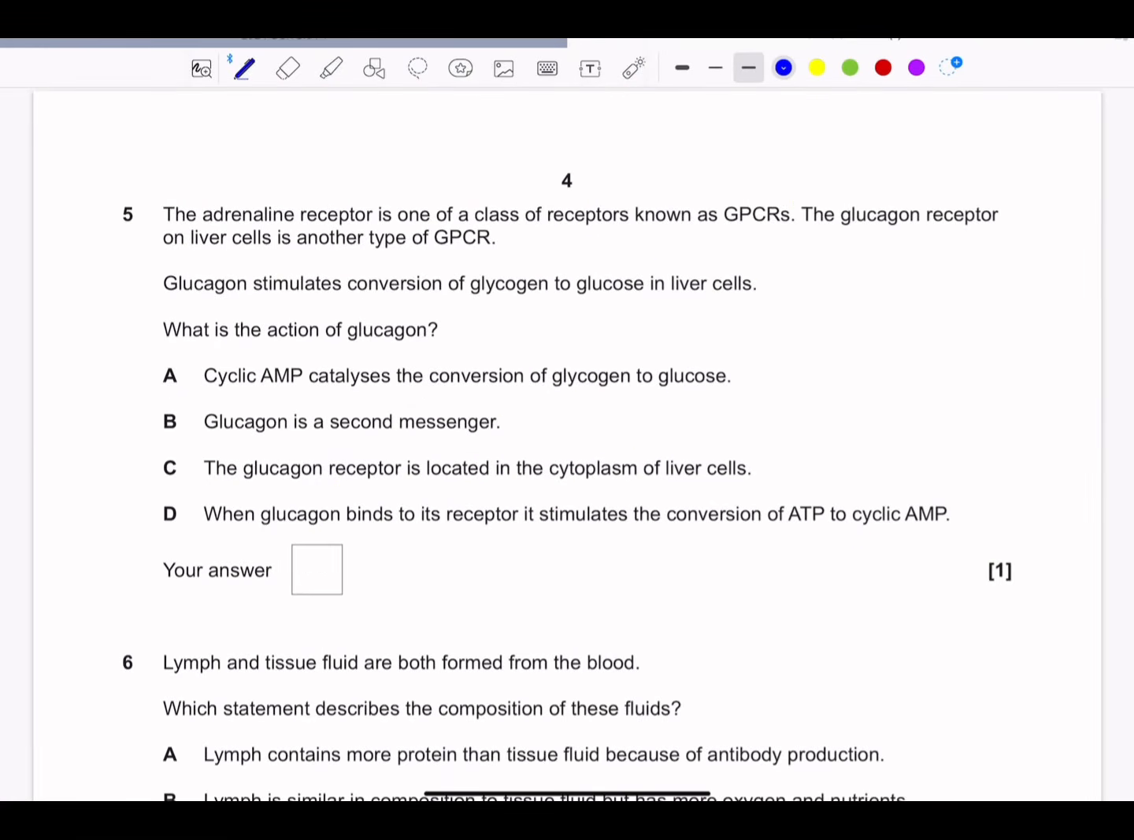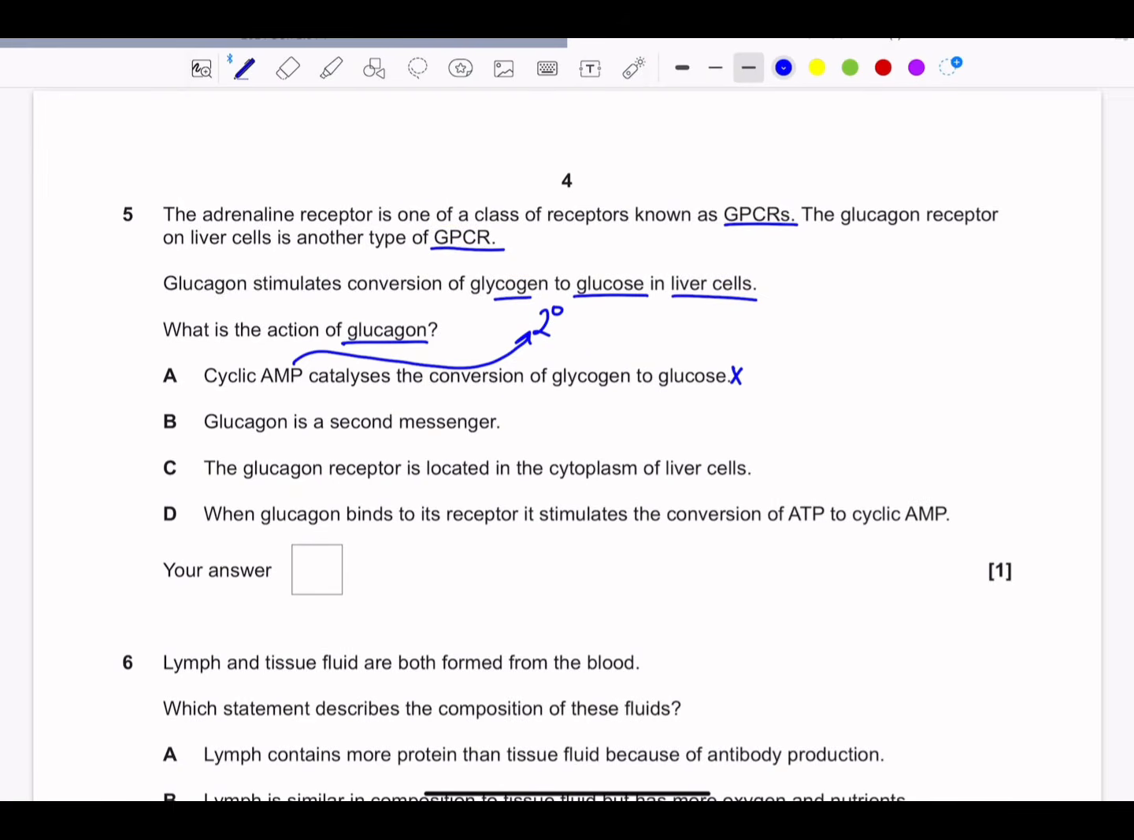Question 5: the adrenaline receptor is one class of a receptor known as a GPCR. The glucagon receptor on liver cells is another type of GPCR. Glucagon stimulates conversion of glycogen into glucose in liver cells. What is the action of glucagon? First option says that cyclic AMP catalyzes the conversion of glycogen to glucose. That is not true. Cyclic AMP is what you call a secondary messenger. So this is a secondary messenger model of action. The secondary messenger will in turn activate different enzymes that do the converting. It doesn't do the converting by itself. So that statement, again, not true.